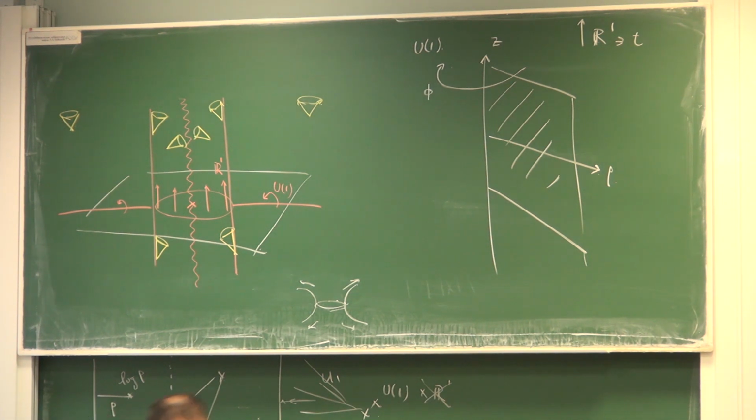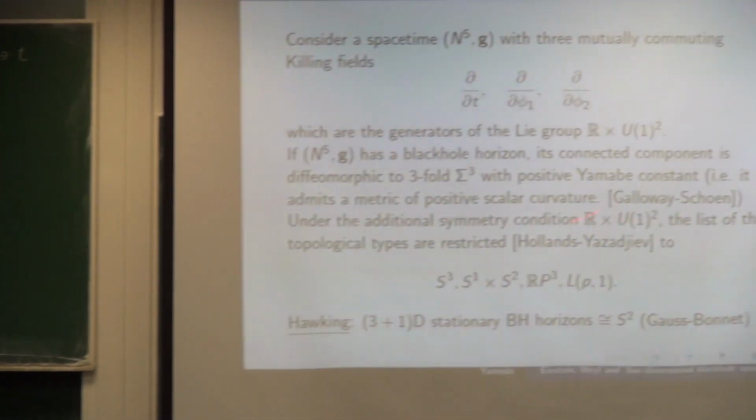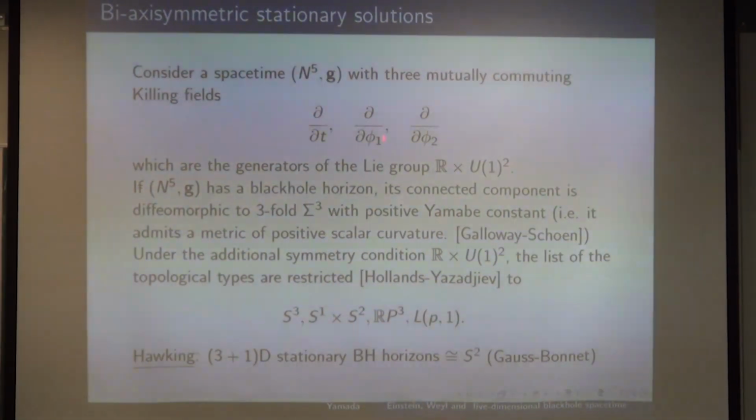Now, today what I'd like to talk about is bi-axisymmetric stationary solutions. In addition to time symmetry and the axial symmetry, I add one more axial symmetry, okay? In five dimensions, with G Lorentzian, the isometry group contains a Lie group R cross U1 squared, okay? And what's interesting is that, like I just explained, in 3+1 dimensions the stationary black hole horizon is known to be always S2, okay?